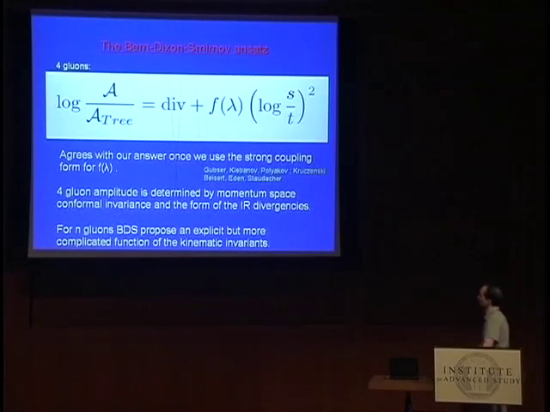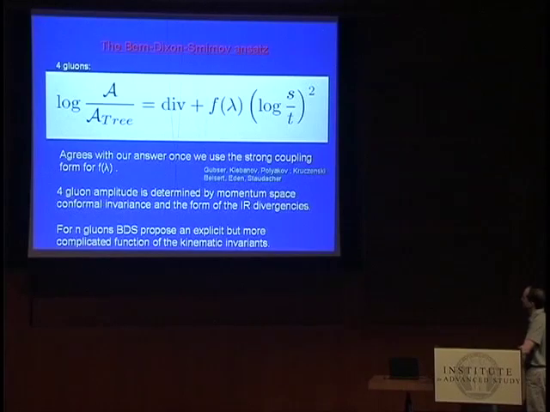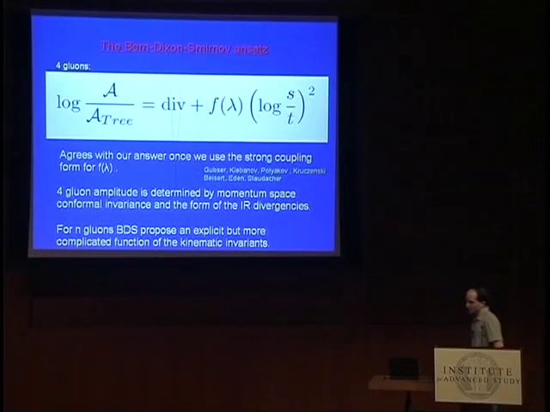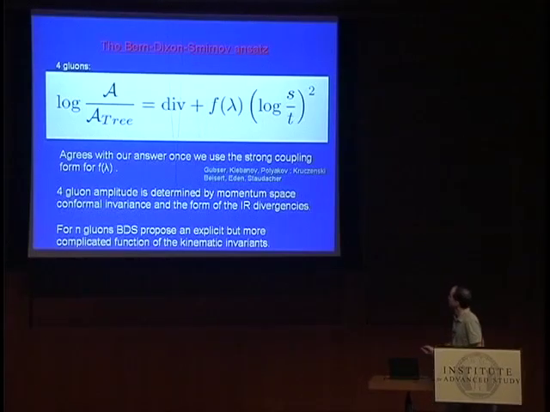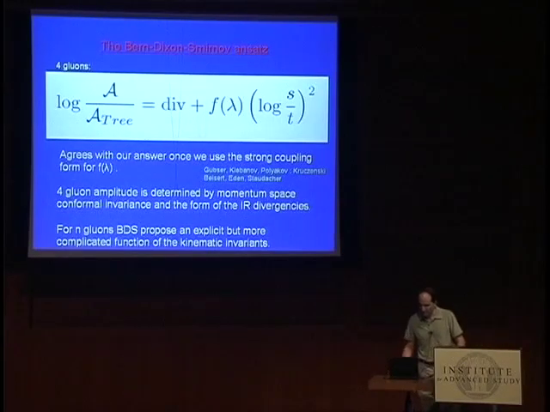So their ansatz was the form of our answer, and well, our answer had this form, but with the square root of lambda here. This is the general form of the answer. So their ansatz agrees with the answer we found at strong coupling, once you use the strong coupling form for the function f, which is, as I remind you, the cusp anomalous dimension.